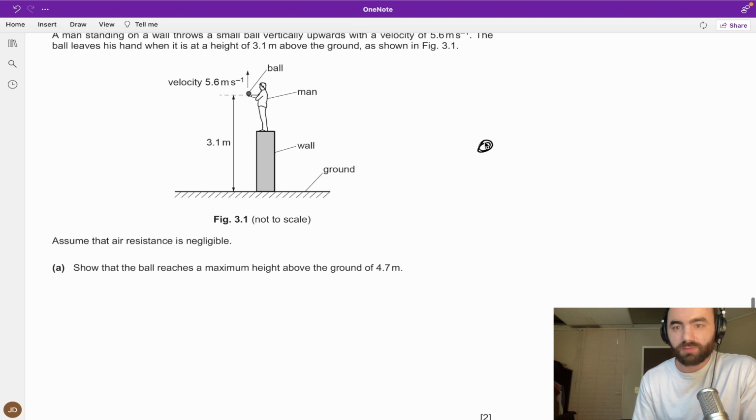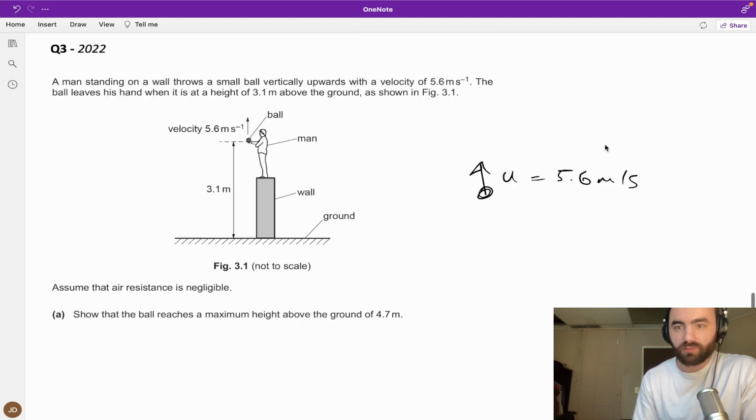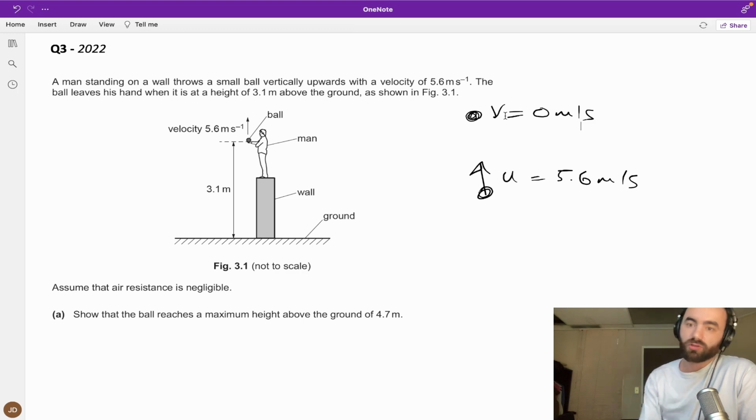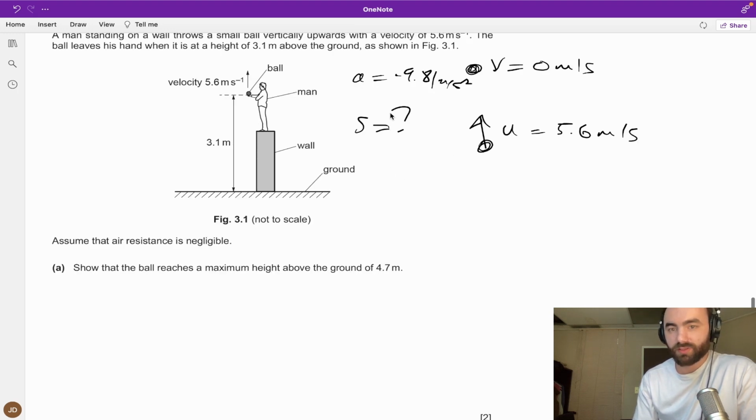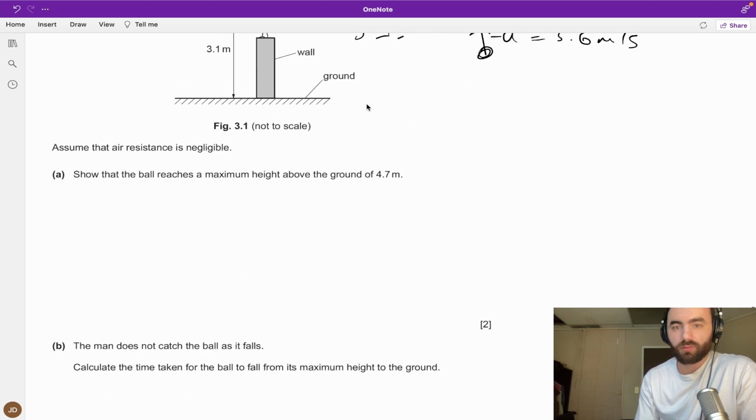Well, he's throwing this ball at an initial velocity of 5.6 meters per second. At its maximum height, its final velocity will be 0 meters per second. It's not moving, it stopped at its maximum height, because then it's going to drop back down. We have an acceleration, because we're treating up as positive, so our velocity is up and the acceleration is minus 9.81 meters per second squared. Okay, so now we want to find the displacement, what is this distance here? Apologies for the bad drawing. Okay, what is this distance? Well, we have this equation.